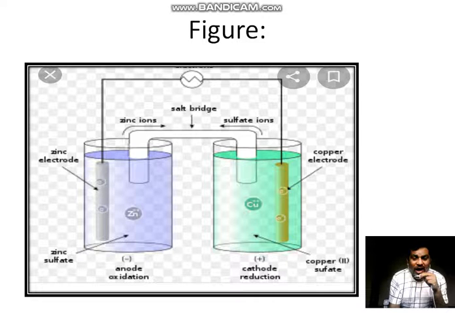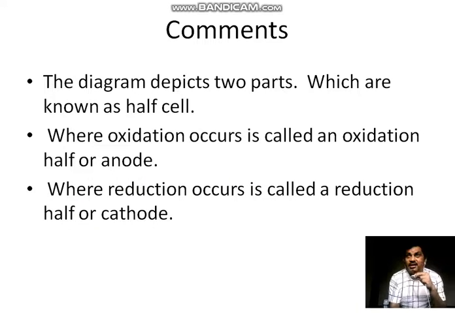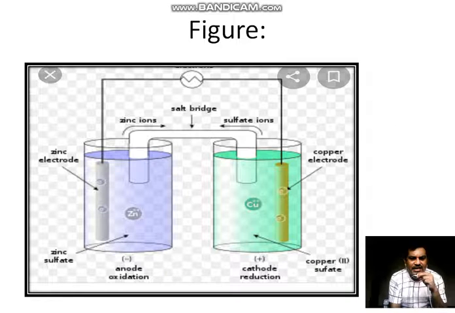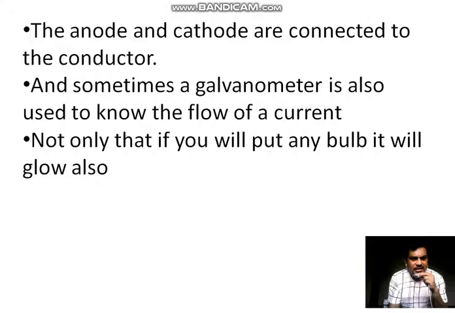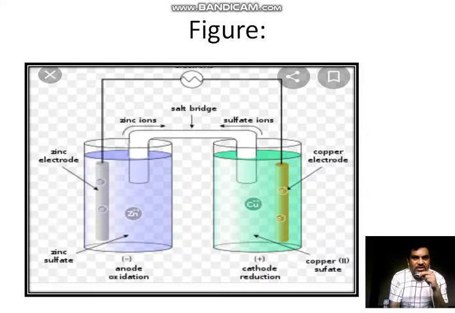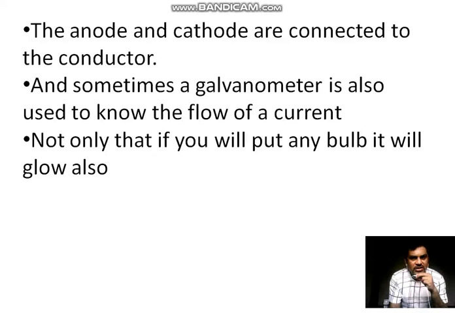Now how to detect this, that I am going to see. These are the comments on this figure. The diagram depicts two parts known as half cells. Here you can see in the diagram the left side and the right side. The left side half cell is known as the anode half cell and the right side is known as the cathode half cell. Where oxidation occurs is called the oxidation half, and where reduction occurs is called the reduction half. The anode and cathode are connected by the conductor, and sometimes a galvanometer is also used to know the flow of current. Not only that, if you put any bulb it will glow also. See here also one kind of bulb resistance is given, which is nothing but to produce light. So dear students, this is the first comment.